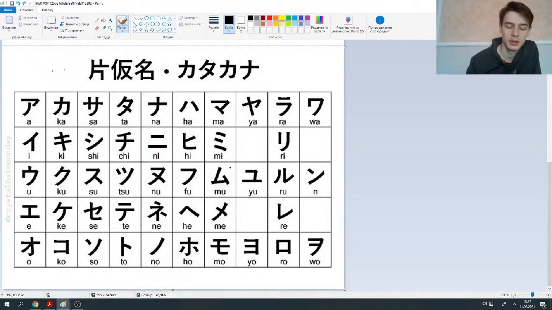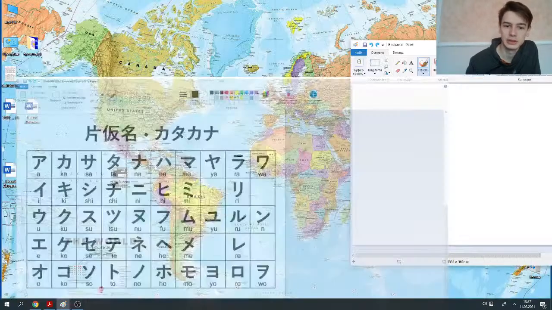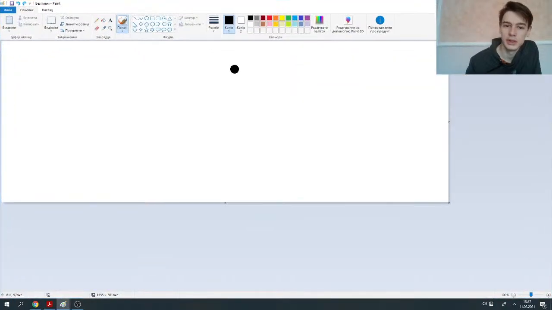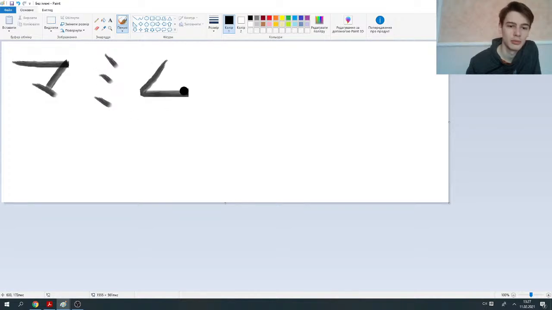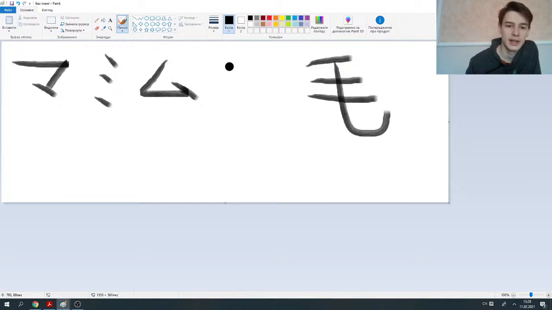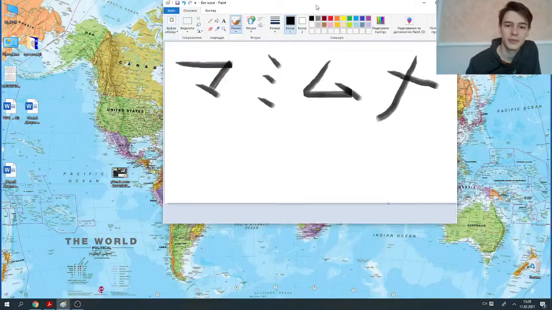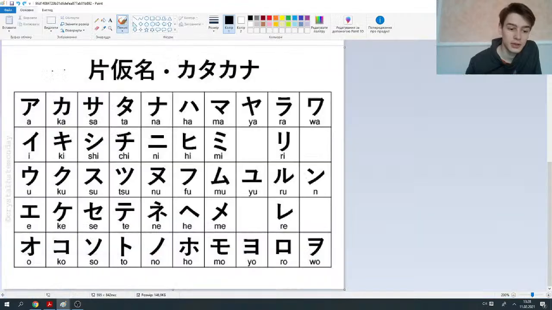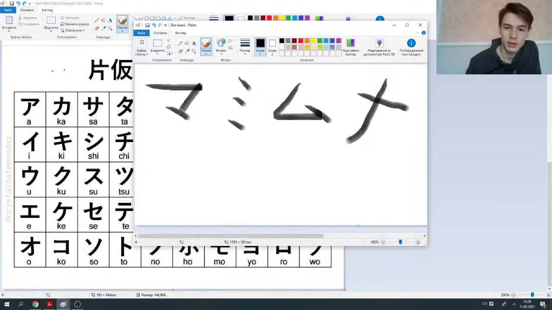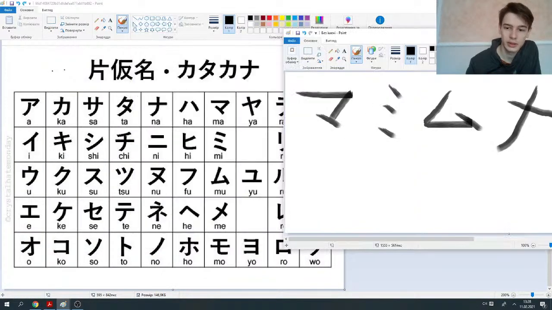Ma, mi, mu, me, mo. Oh, let's try. So ma, mi, mo. Mo will be like this, and me is like a sword. Yeah, me is like a sword. That's why I need to memorize by associations. It will be much helpful.